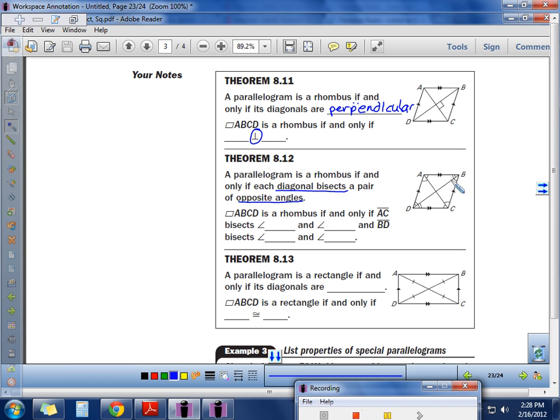The next one says a parallelogram is a rectangle if and only if its diagonals are congruent. Good job. And that really means that AC is congruent to BD. Little property for that one.